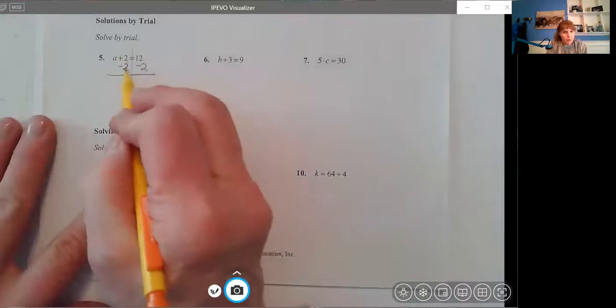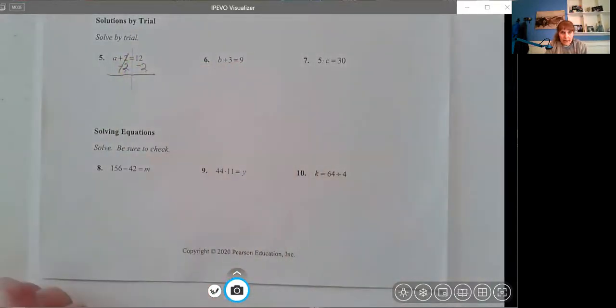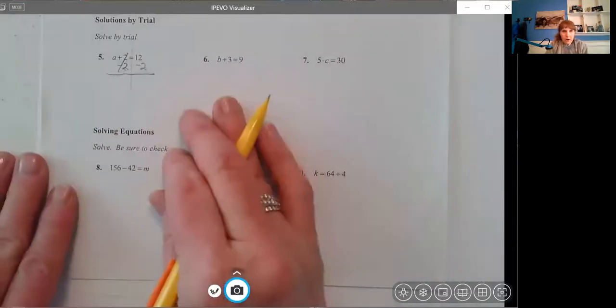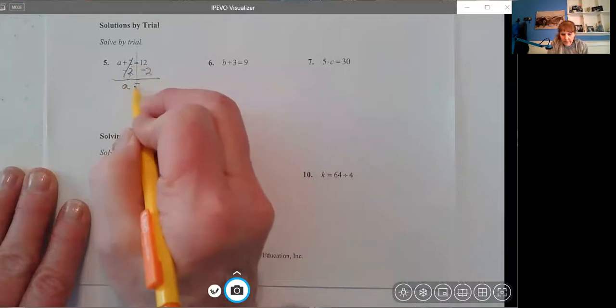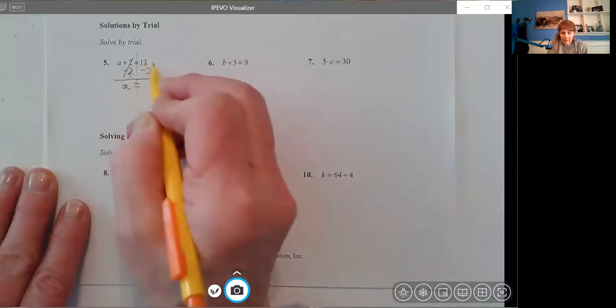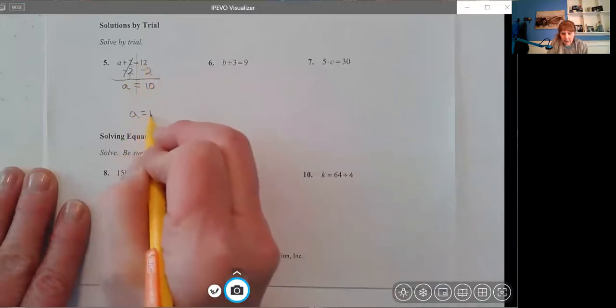So here you would subtract 2. 2 subtract 2 is 0. So we are left with just the a. We have our equal. 12 minus 2 is 10. So we're done. A equals 10.